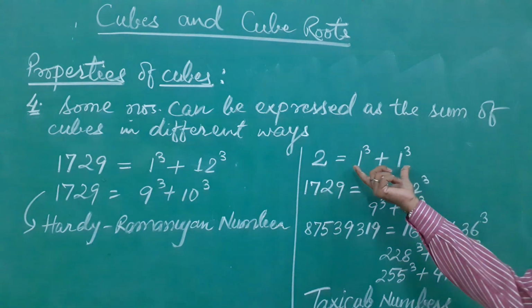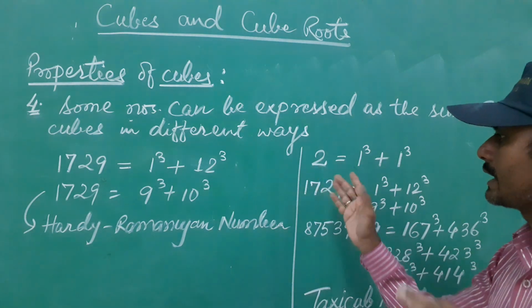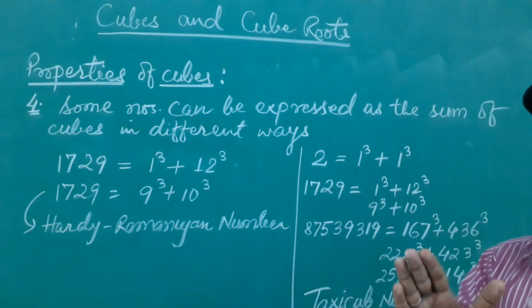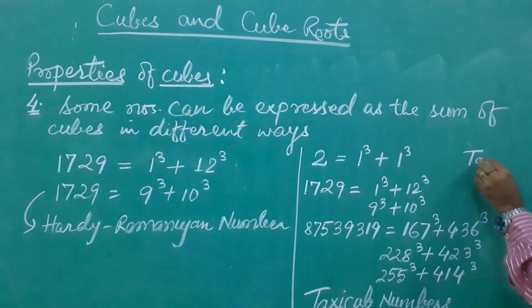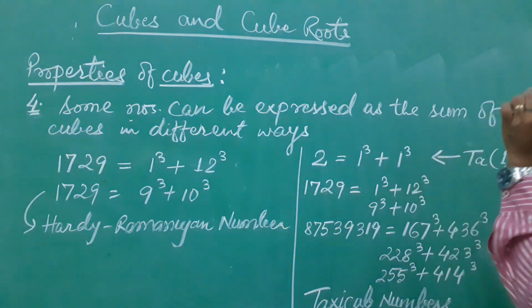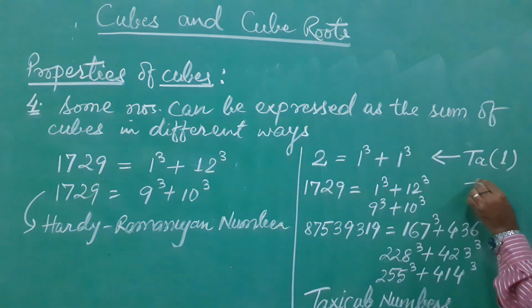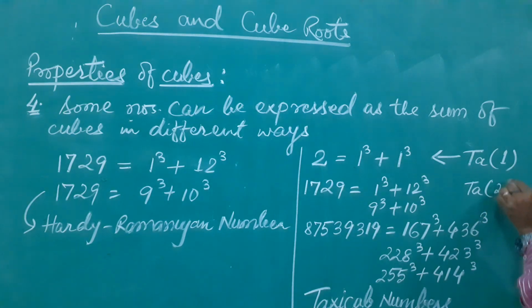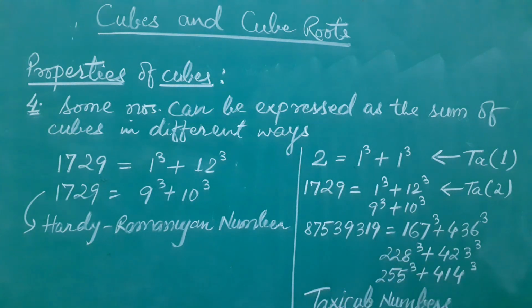This can be expressed in only one way. So this is Taxicab 1, TA1. Simply, we write TA for Taxicab 1. What is the example of TA1? The number 2 only. TA2 is expressed in two different ways, and this is TA3.